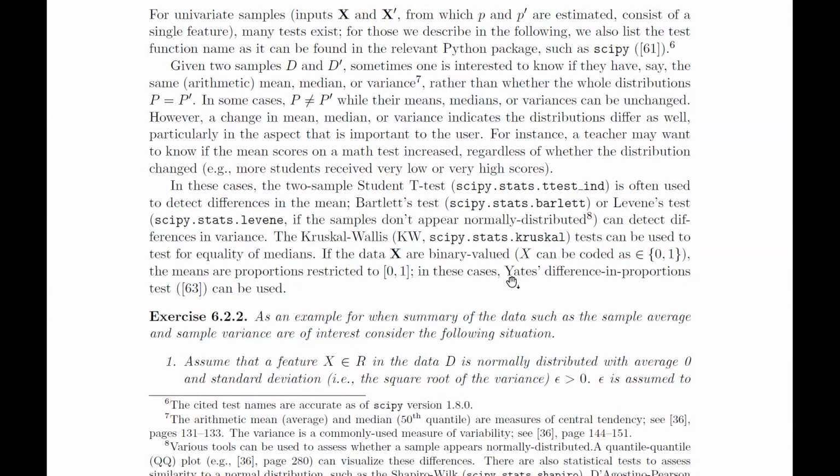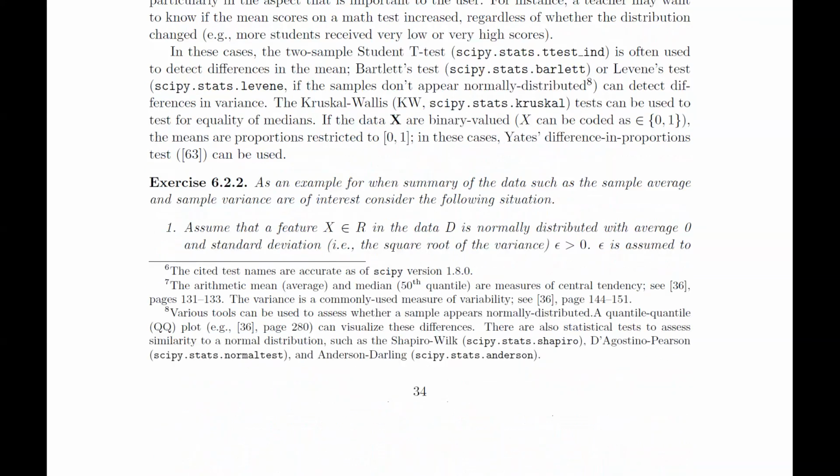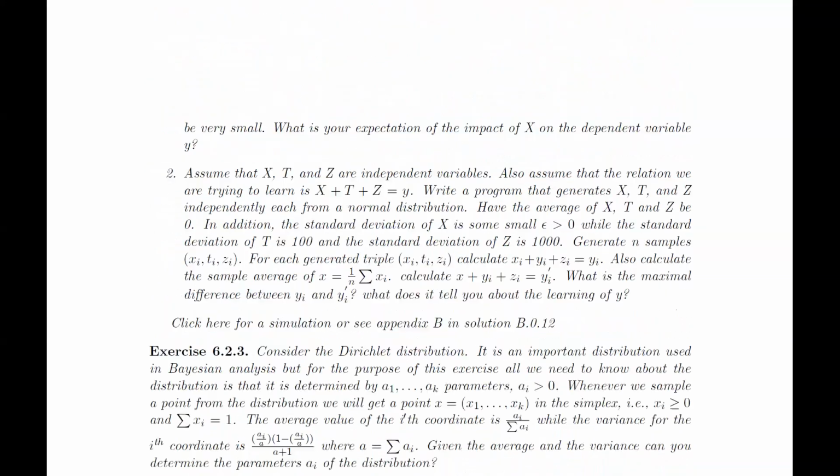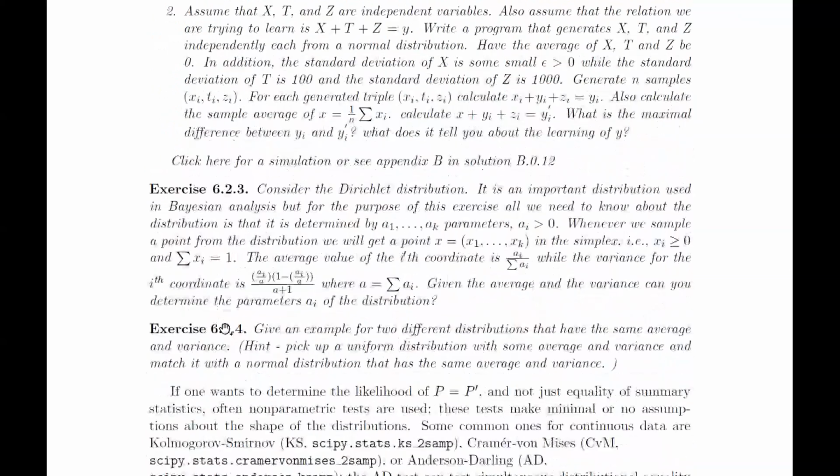If the x are binary, then testing for the average is really the same as testing whether the proportions are the same. And then there's a test called the Yates difference of proportions. This is the one we used in the Freya slices test, the paper that we wrote. So again, there's a test for basically any situation you want to deal with.